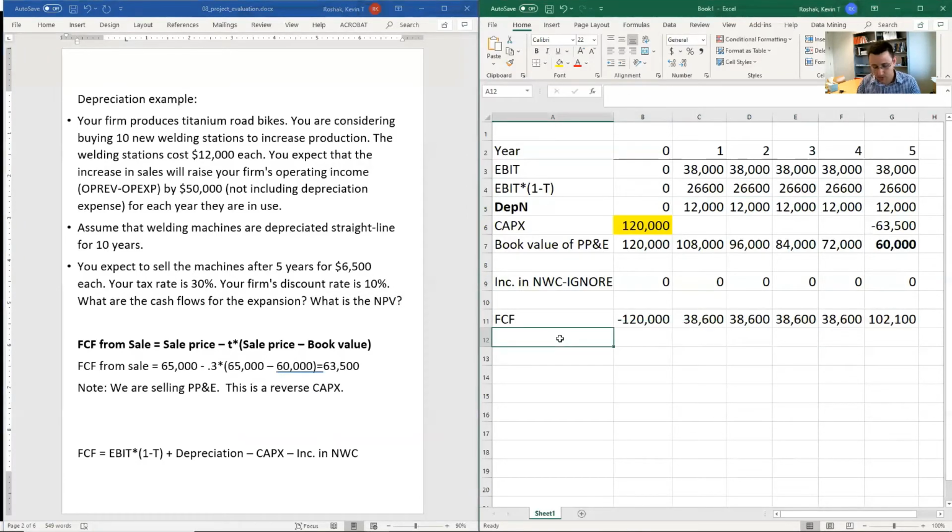Okay. So I'm going to have an extra row here for the present value of the free cash flows. You're going to take the free cash flows and just apply the present value formula. You're going to discount each by 10%, and you have to bring it back to the present. So all I've entered here is the present value formula.